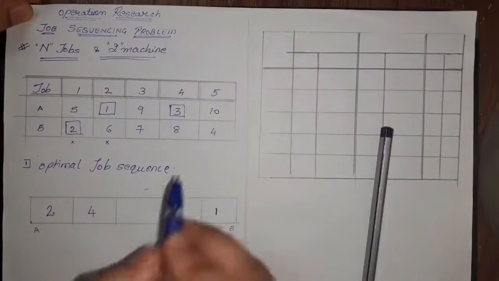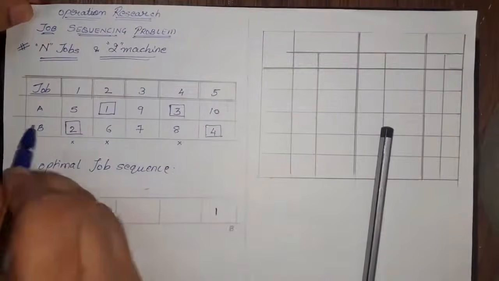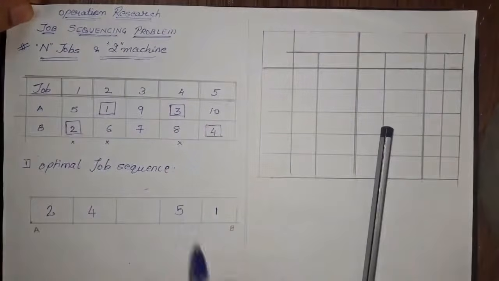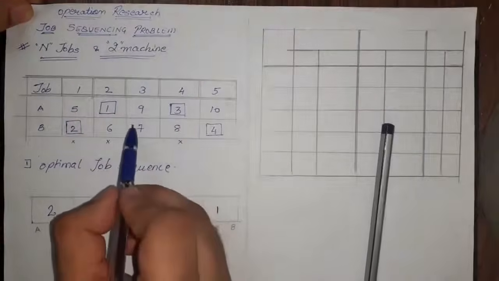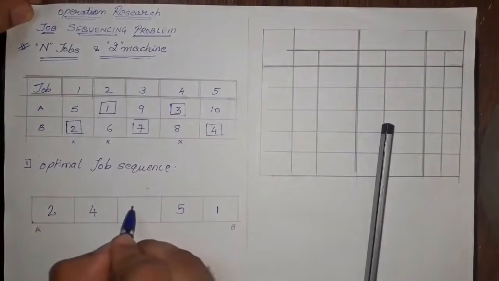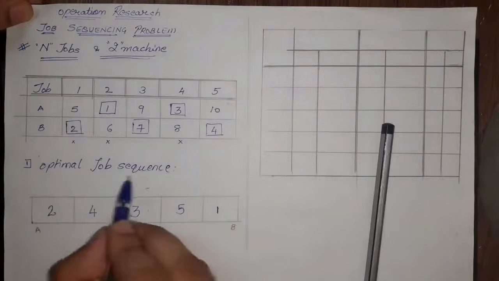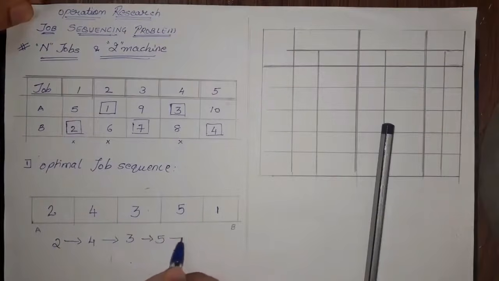The next least number is 4. It is under machine B and job number 5. Since it is machine B, we'll note it down on the right side. Lastly we have number 7, and only one spot is available, so we can note it directly. So our optimal job sequence is: first job number 2, then job number 4, job number 3, job number 5, and lastly job number 1.